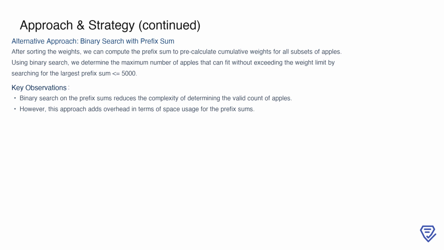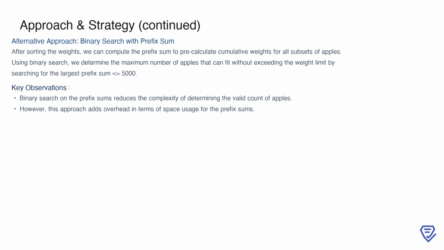After sorting the weights in ascending order, the prefix sum is calculated, which helps us pre-compute the cumulative weight for different numbers of apples. Using this prefix sum array, we can apply binary search to quickly determine the largest number of apples that can be included without exceeding the 5,000 weight limit. The prefix sum allows us to efficiently check the cumulative weight for any given number of apples, while binary search reduces the number of checks needed to find the optimal count.